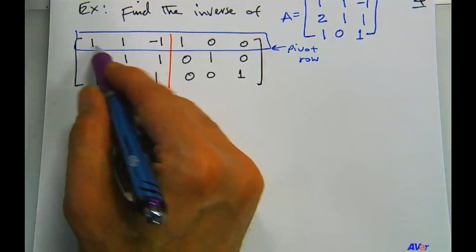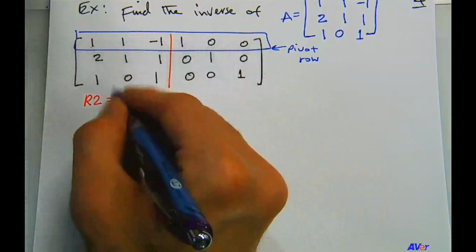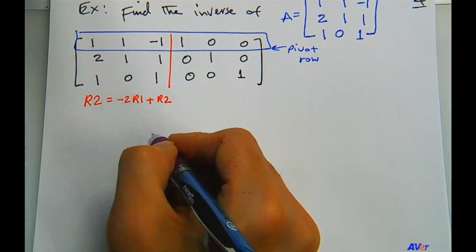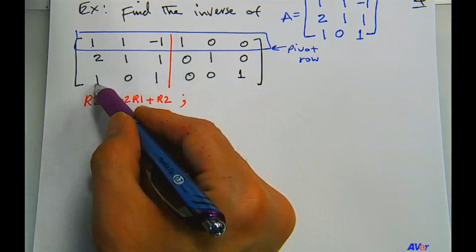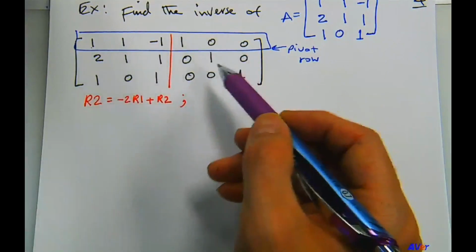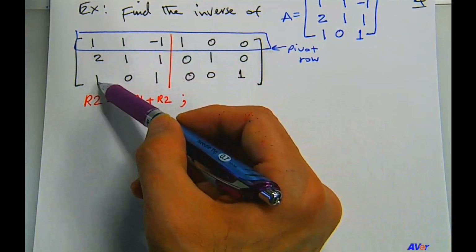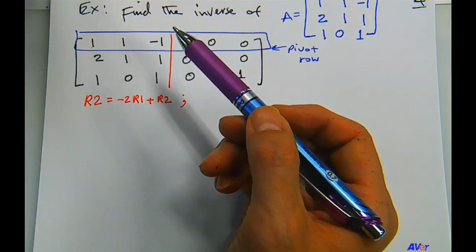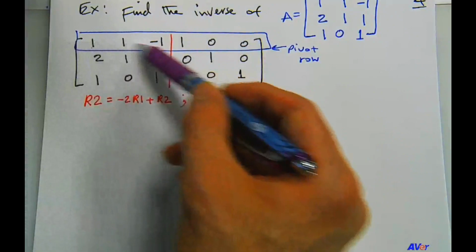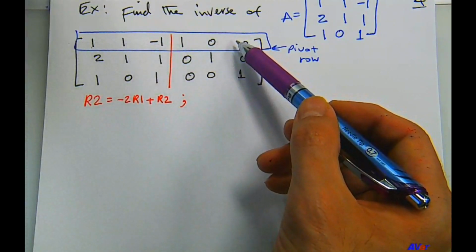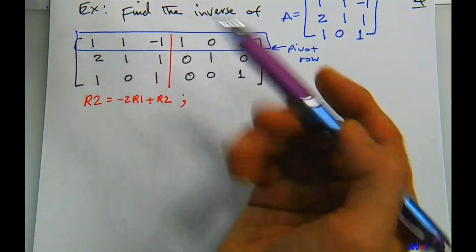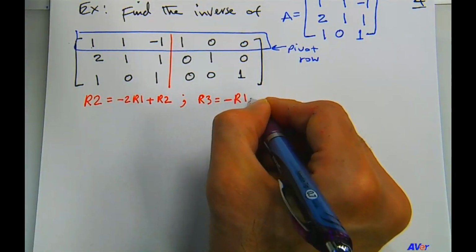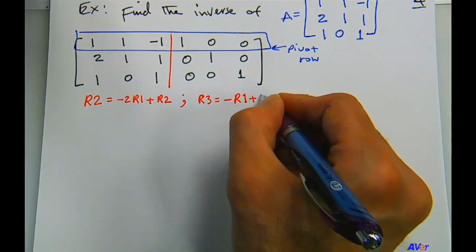Row 2 is equal to minus twice row 1 plus row 2. How are we going to get this 1 to convert to 0? All we need is to add a negative 1 to it, right? But where is the negative 1 going to come from? It's going to come from multiplying the first row by negative 1 and adding it to the third row. So row 3 would be equal to minus row 1 plus row 3.